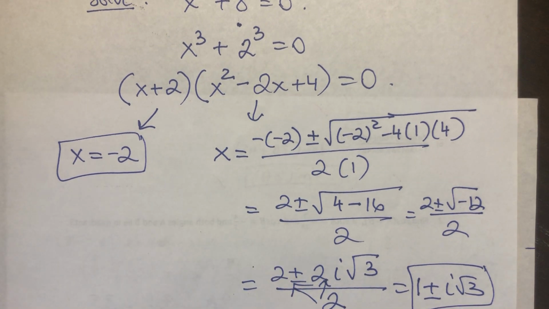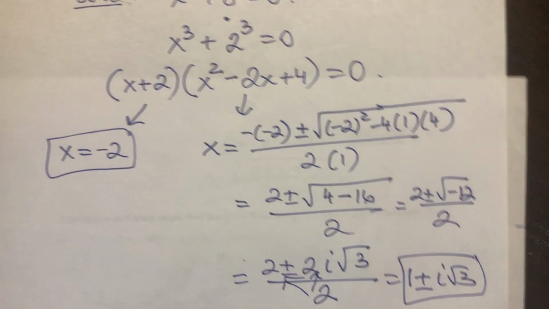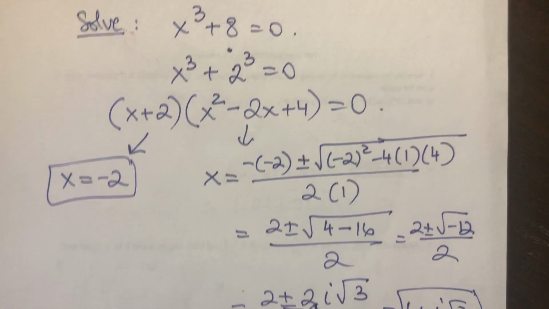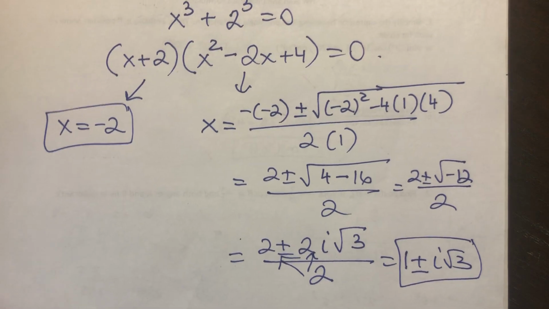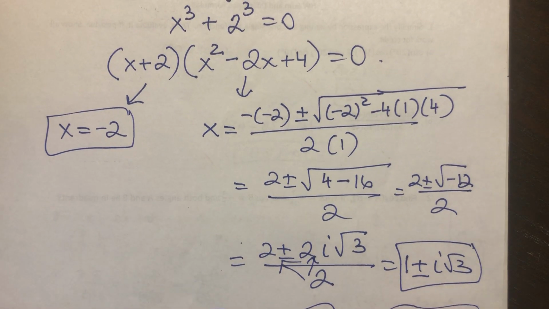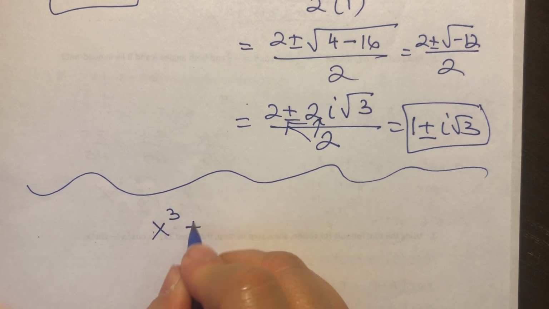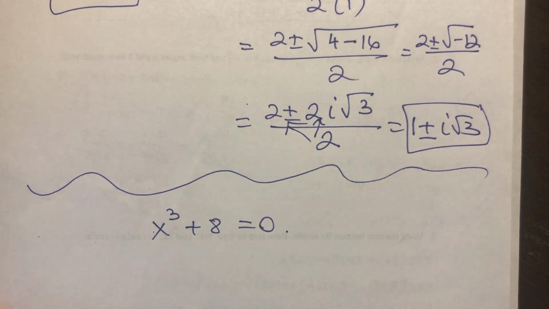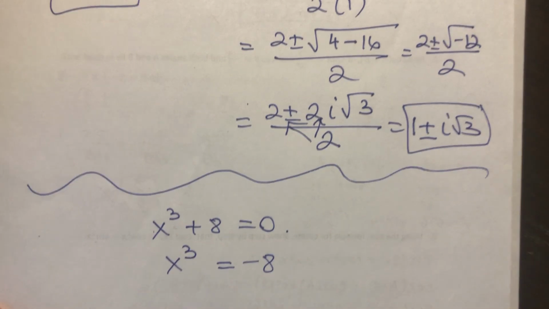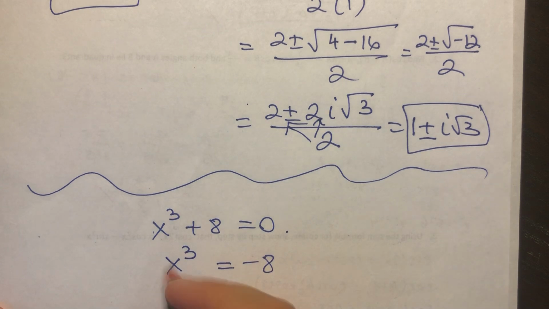Great. Now, what would be the complex number trigonometric form method? Let me show you. Let's start this again. I want to solve this equation. One way of solving it is to move 8 over to the other side and take the cube root on both sides.